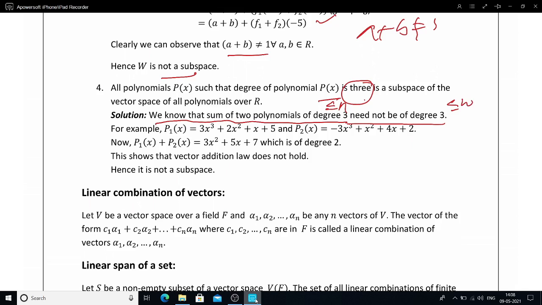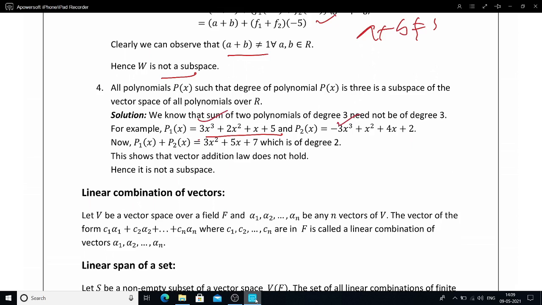Since it is of degree 3, therefore P1(x) is a polynomial of degree 3. I will take it like this. Let me denote the polynomial like this. It is a polynomial of degree 3 because its coefficient is 3, which is not equal to 0. P2(x) is another polynomial of degree 3 only. Here I have taken plus 3 as the coefficient. Here I have taken minus 3 as coefficient.